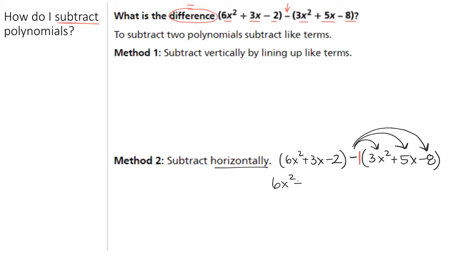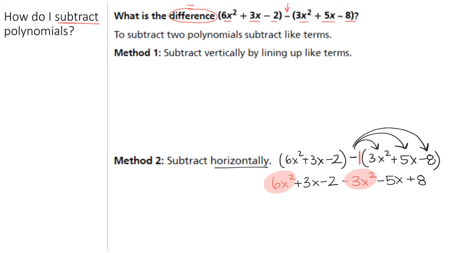So my first one stays the same, but now I'm going to get a negative 3x squared, a negative 5x, and a positive 8. Now notice the signs just switched because I'm not multiplying them by like 2 or 5 or 10, I'm multiplying by 1, but because of the negative, it changes those signs. Once you get it to this place, you're in the same place you were before, which is combining like terms.